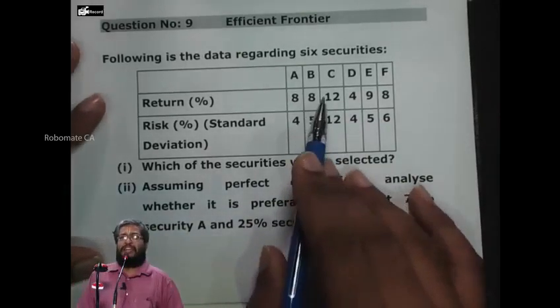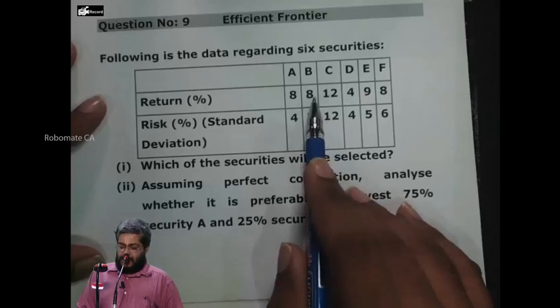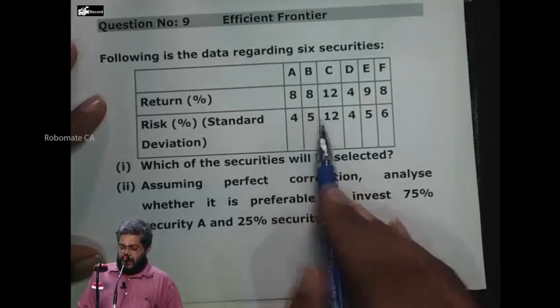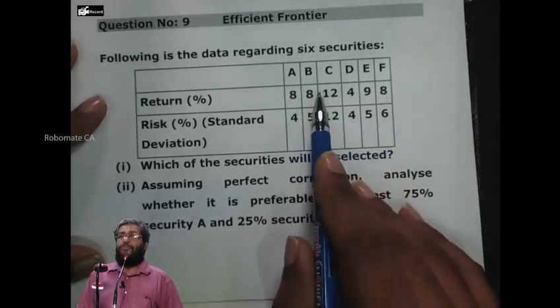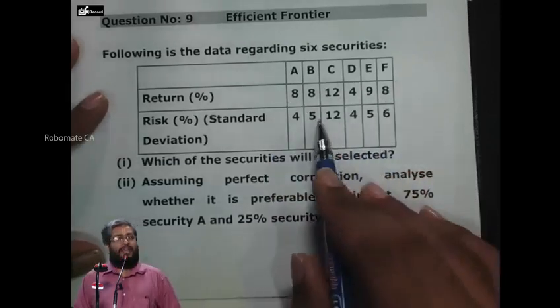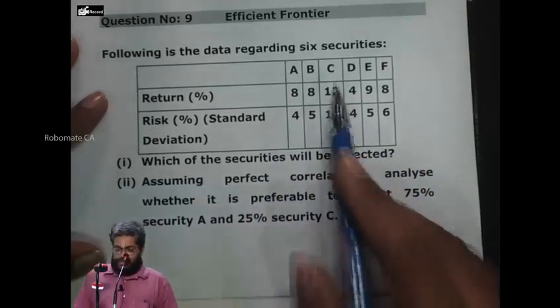Is B efficient or inefficient? Why is B inefficient? A gives the same return for lower risk, or E gives a more return for the same risk. So B is inferior to what and what? A and E. So B can be called an inefficient security. Right or not? Now, come to C.